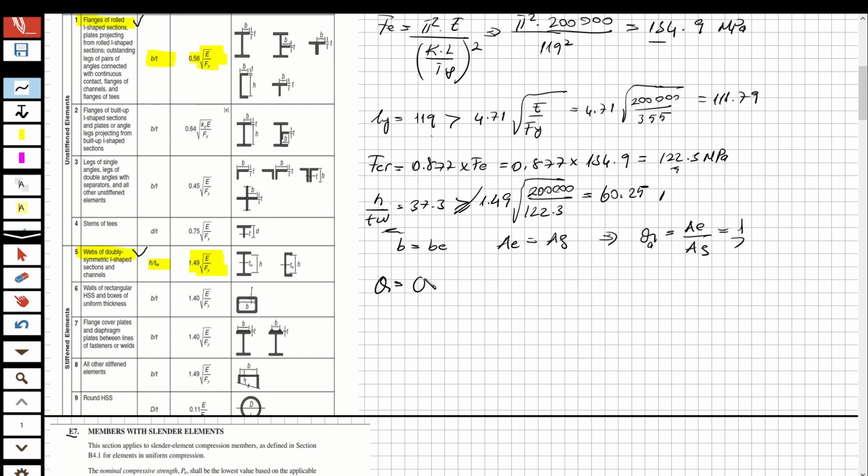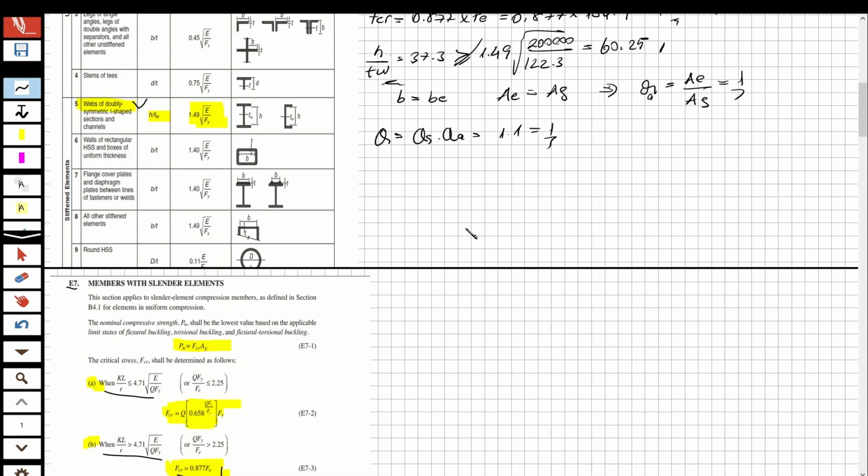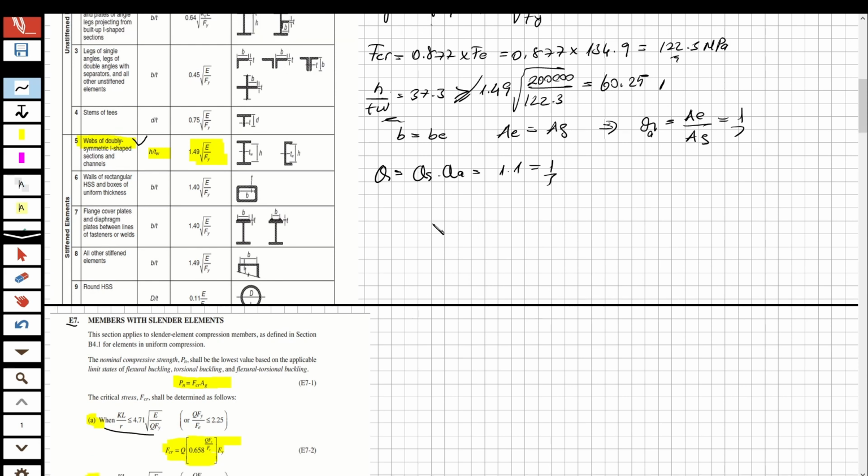Q is equal to QS multiplied by QA, and this is 1 multiplied by 1 is 1. So from this we obtain the Q. Actually we don't need to write it because it is 1. There will be no change. So let's calculate the F critical multiplied by the area, so we are going to obtain the actual load capacity. Okay, this formulation.